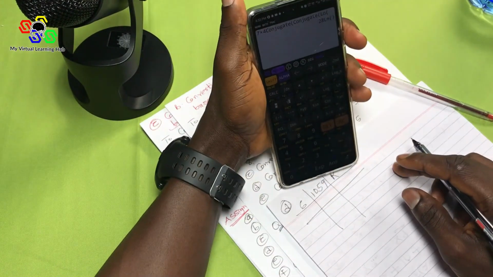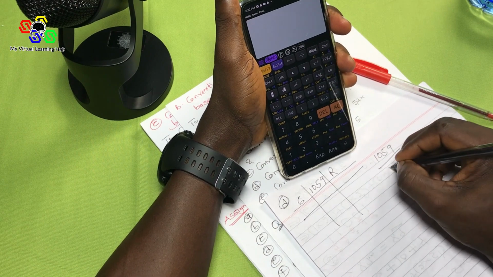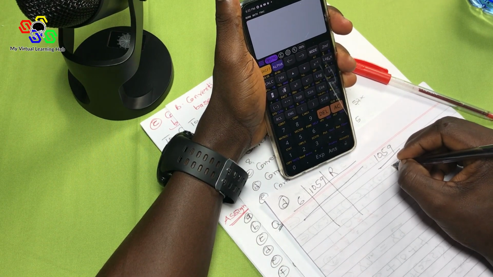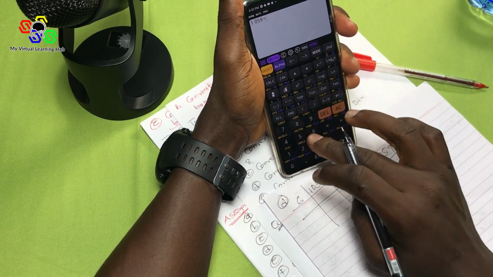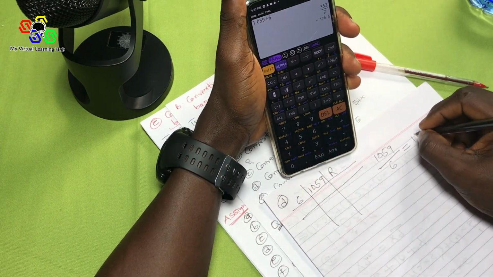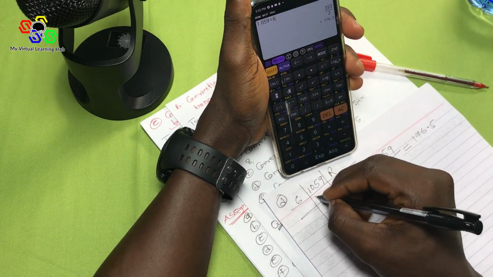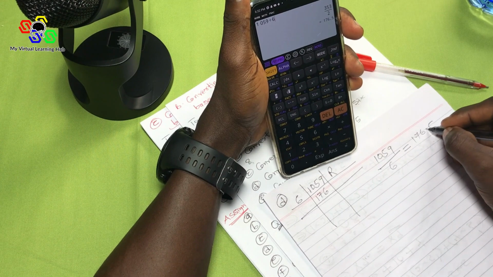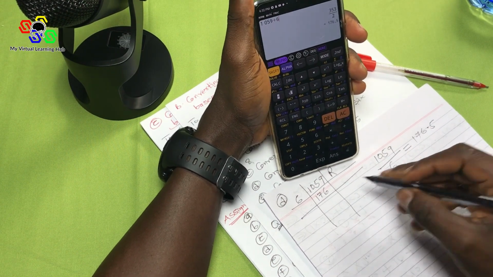So if you are doing that, we'll pick our calculator and punch 1059 divided by 6. That is 176.5. So the main number is 176. The 0.5 represents the remainder.